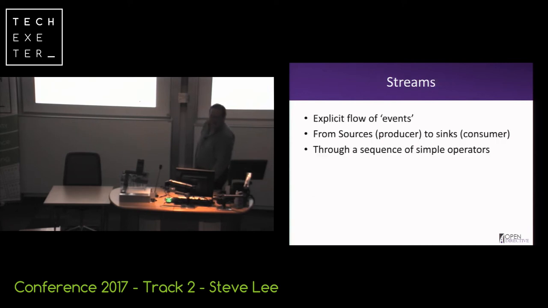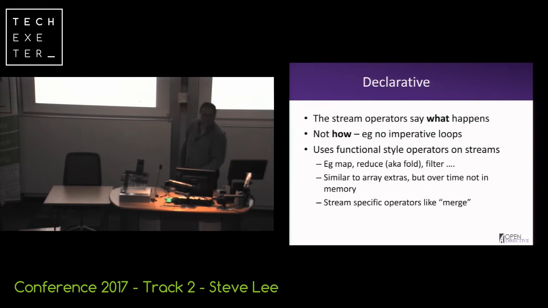Okay, that's good. So just to summarize, streams are an explicit flow of events, and they run from the sources, the input, in our component. They're manipulated, and they squirt out the end to sync to the consumer. So it's a producer-consumer sort of thing going on there, through a sequence of very simple operators like map, reduce, if you're familiar with big data stuff, or the array operations, map, filter, reduce again. One thing to notice is it's very declarative code. The stream operators say what happens: you change this to that, you filter this.